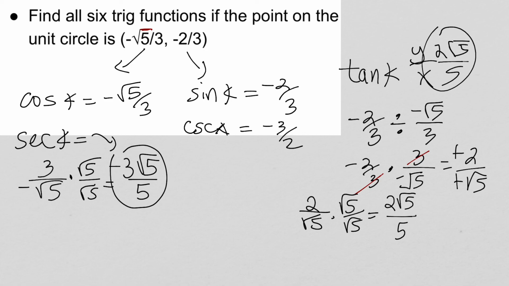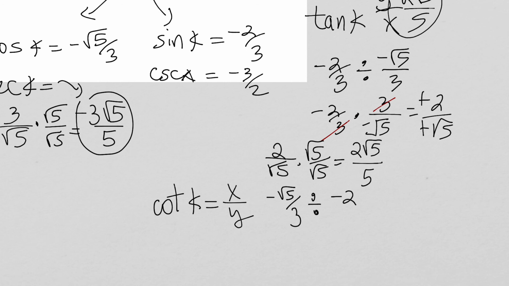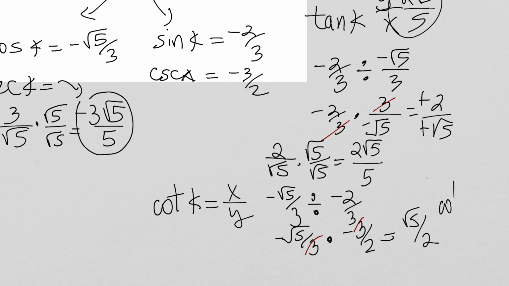All right, last one is doing the reciprocal of tangent, which is cotangent. So let's do the reciprocal of these two. So that means I'm going to be doing x over y, right? X over y. So my x was negative root 5 over 3 divided by negative 2/3. Copy, dot, flip this around. Looks like these 3's cancel. 2 negatives on the top become a positive, so it's square root of 5 over 2. That's the cotangent value for this angle.